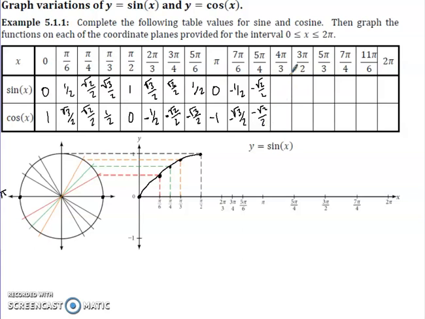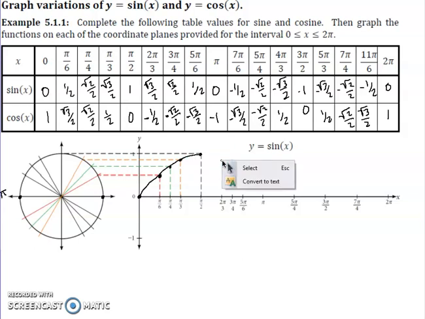4 pi over 3 has a reference angle of pi over 3, so negative square root 3 over 2 and 1/2. And we can complete the rest of the chart just using our reference angles. So plotting all of these points, what we're going to see is that 2 pi over 3 has the same y value as pi over 3, which means that I have a point in the same vertical position.